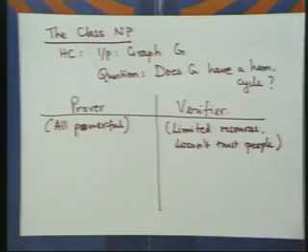Now the prover and verifier are sitting, let's say in a room, and there's a huge graph in front of them. Just imagine somebody has drawn a huge graph in front of them. The prover looks at the graph and he says, this graph has a Hamiltonian cycle.